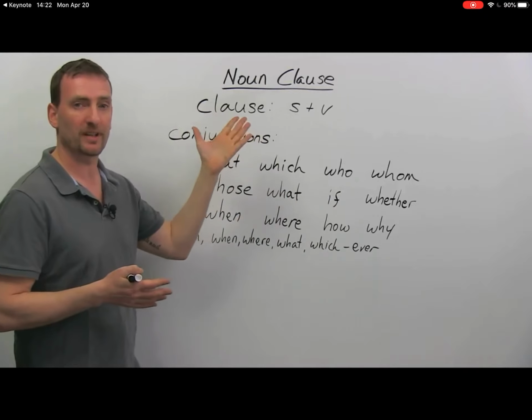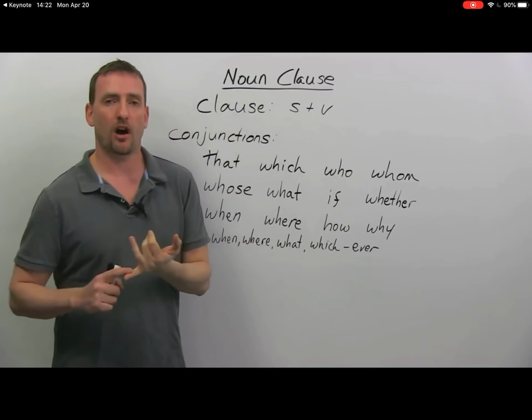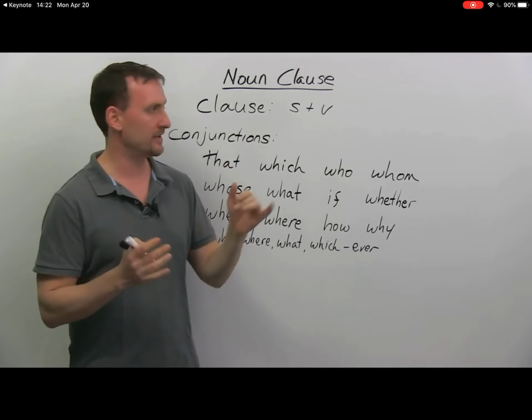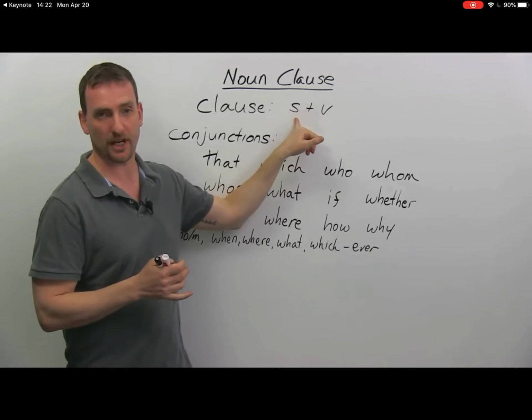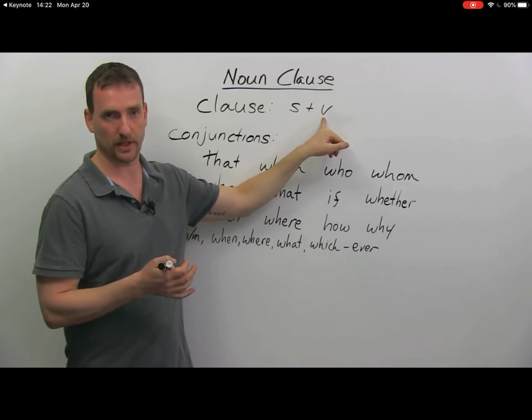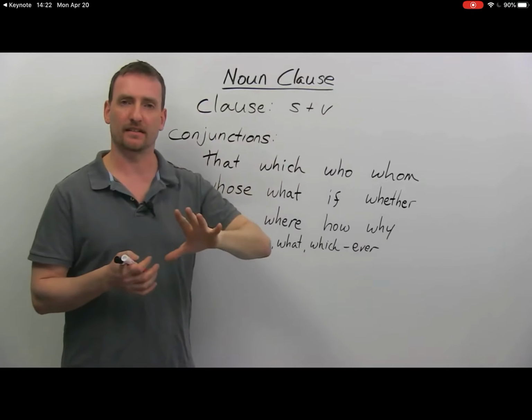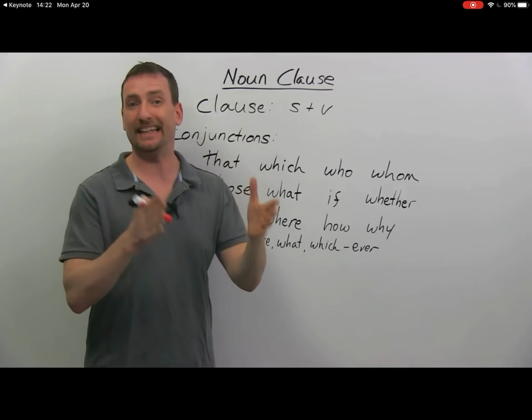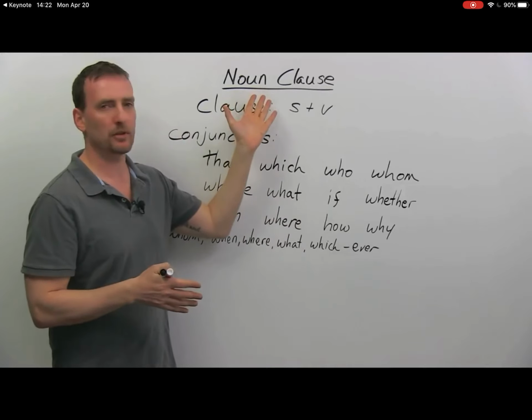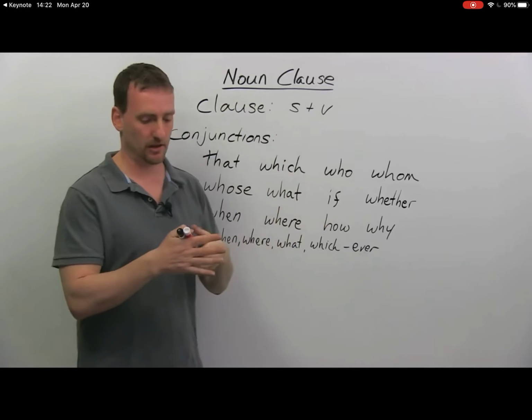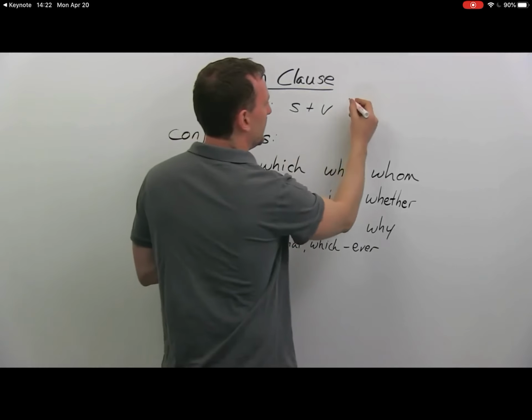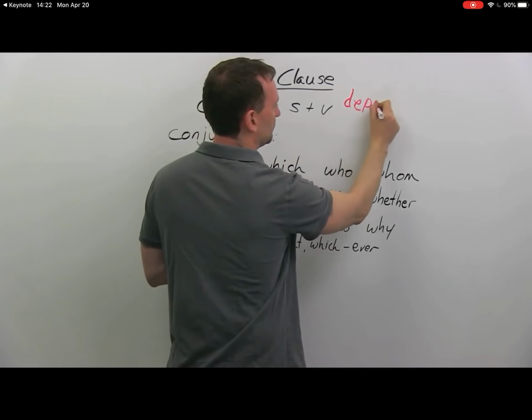So before we begin, let's review what is a clause. A clause is a combination of words that must contain a subject and a verb. Okay? Now, every sentence has at least one independent clause. The noun clause is a dependent clause. Okay, I'm going to write that here. It's a dependent.